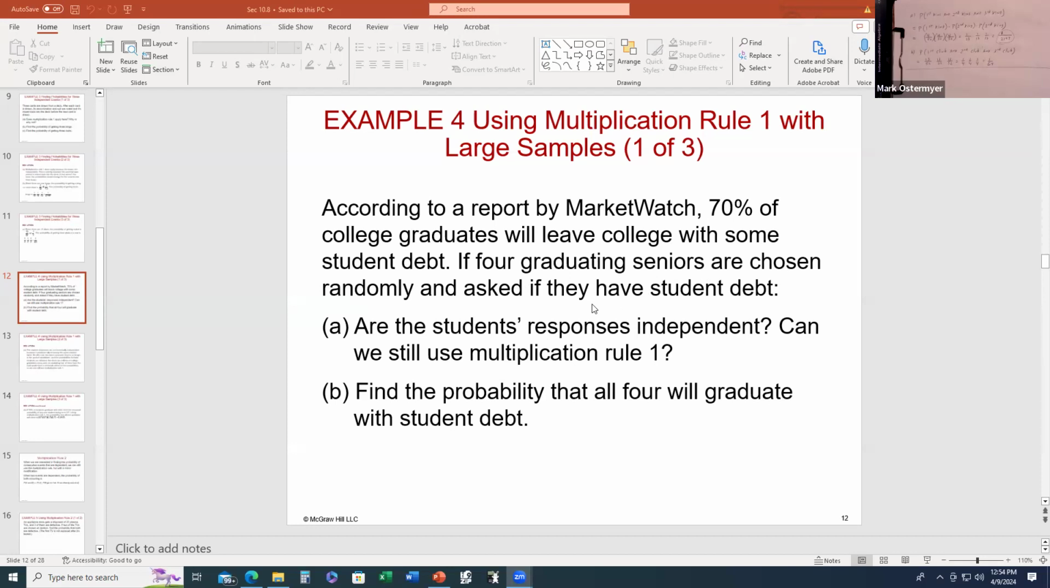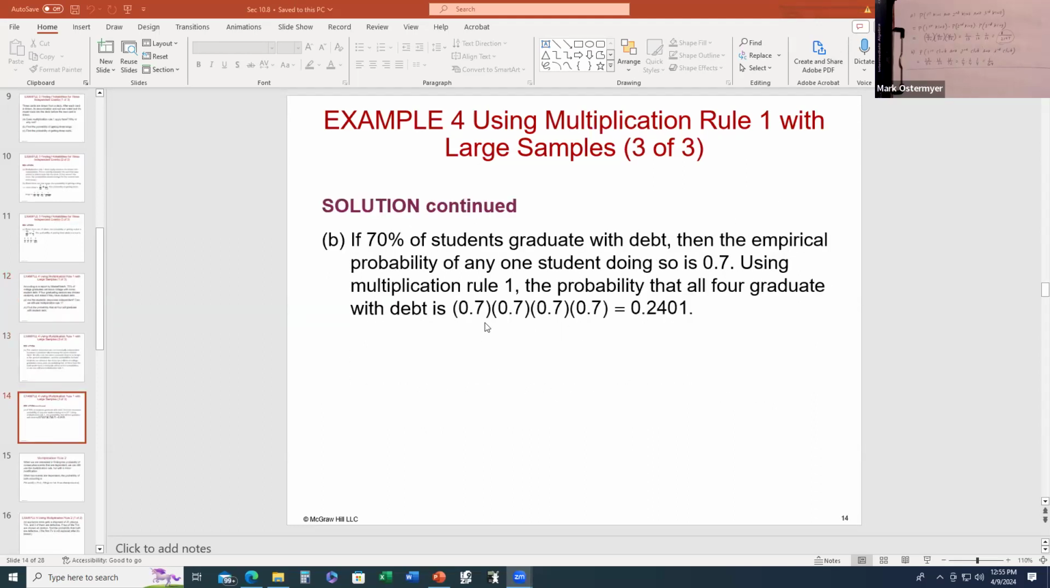Usually the rule of thumb is as long as the sample is no more than 5% of the population, then your chosen sample subjects are independently chosen. Understood. All right, so what would be the probability that all 4 will graduate with some student debt? Well, that's going to be 0.70 times itself 4 times. So the probability that you randomly choose 4 graduates and all of them indicate that they will graduate with some sort of debt would be 0.7 raised to the 4th power, or 0.2401, about 24% chance.